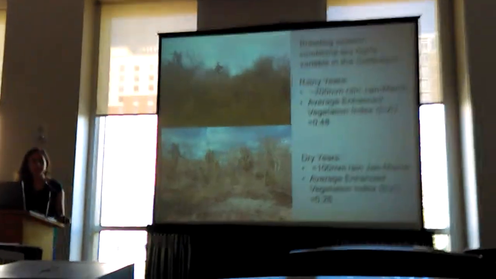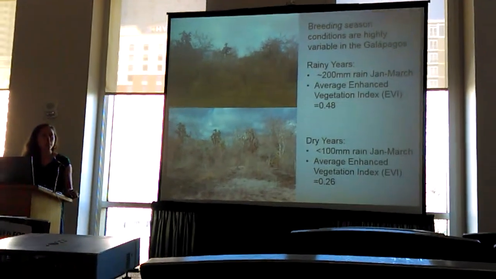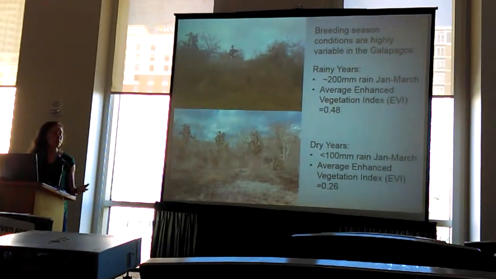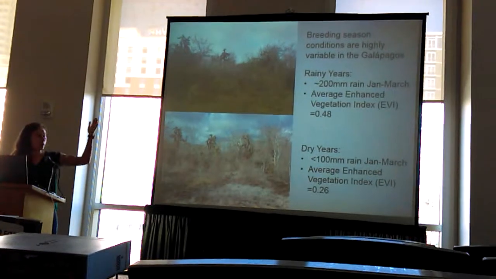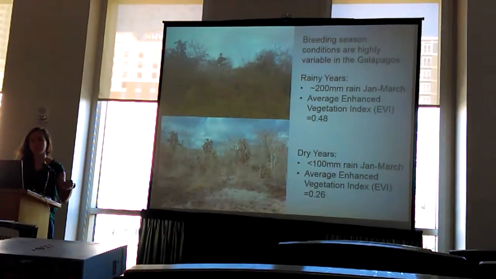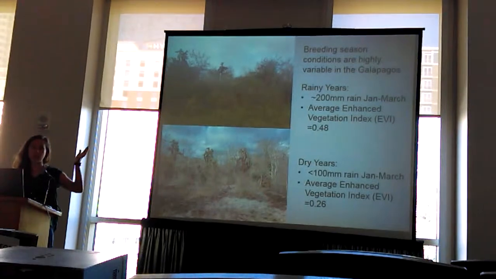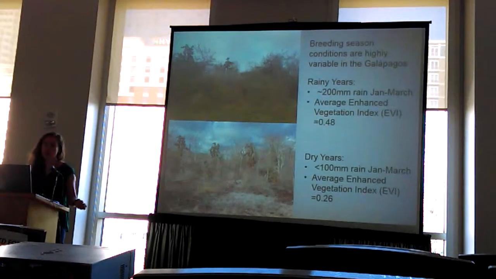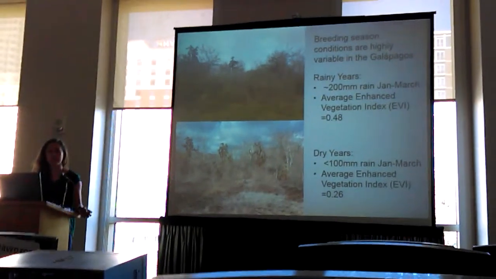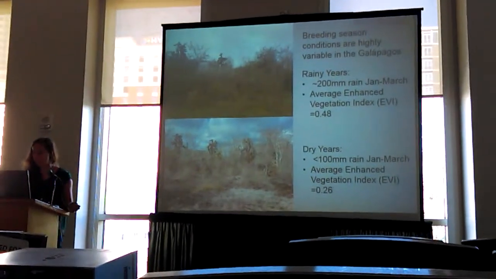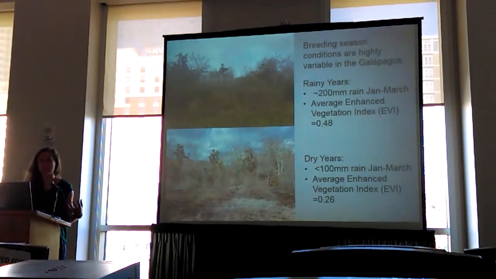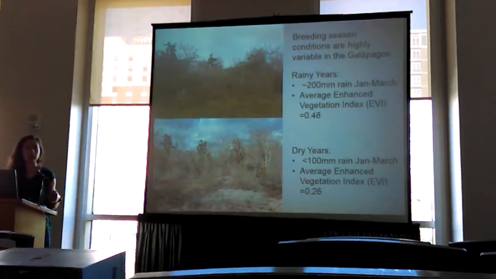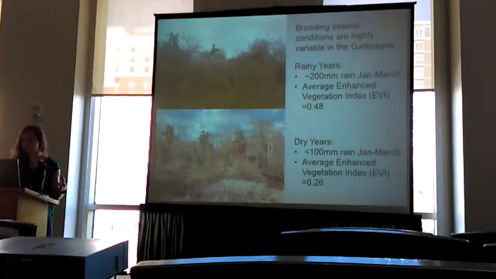Mockingbirds breed during the rainy season when larval abundance is highest, but both the timing and the duration of rains varies quite a bit from year to year. We can see differences qualitatively by comparing these two pictures that were taken at the same point in our field site. At the top you see the rainy conditions and in the bottom the dry conditions. We can also see differences quantitatively by looking at rainfall and EVI, which stands for Enhanced Vegetation Index, and is a measure of greenness based on satellite imaging. And in what we call dry years, both rainfall and EVI are about half of what's typical.